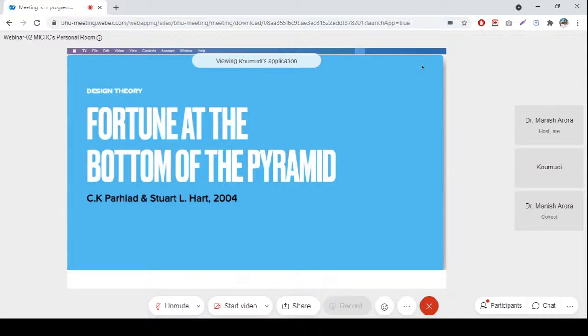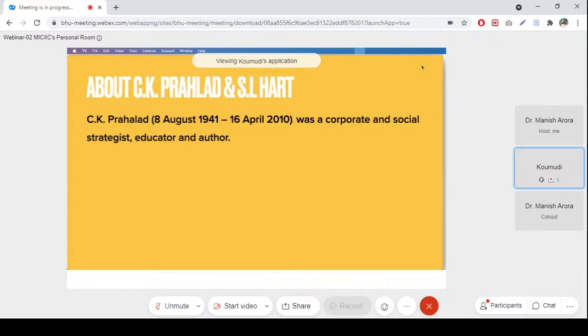Now we discuss the second theory, the theory of the bottom of the pyramid, and how the fortune lies in its bottom. This theory was proposed by C.K. Prahalad and Stuart Hart in 2004. C.K. Prahalad was a corporate and social strategist, educator, and author. He was a distinguished university professor of corporate strategy at the University of Michigan. Stuart Hart is an American academic, writer, and theorist. Hart is one of the world's leading authorities on the implications of sustainable development and environmentalism relative to business strategy.